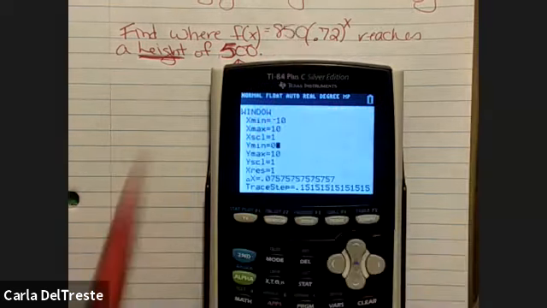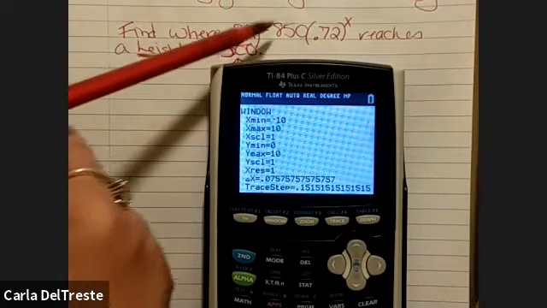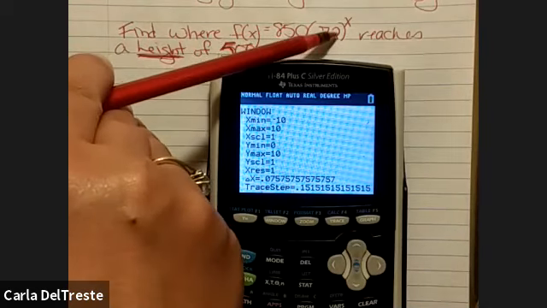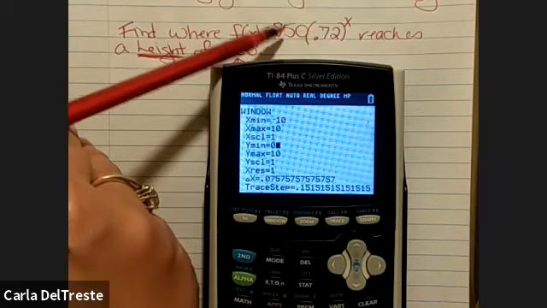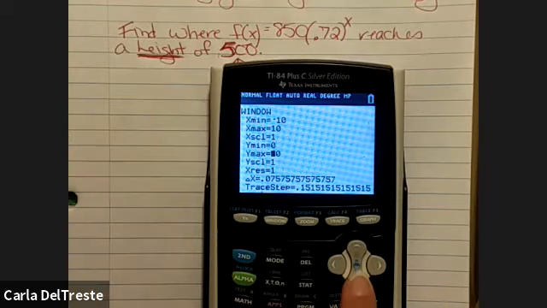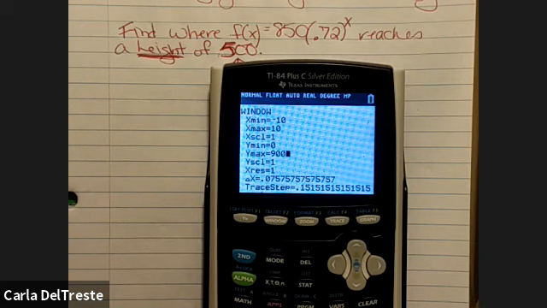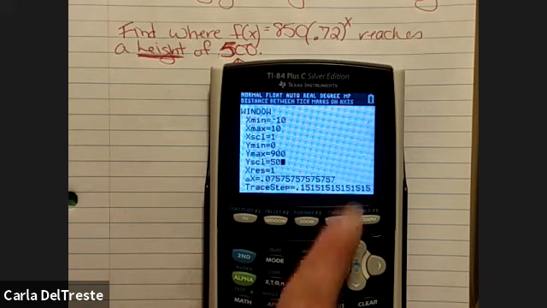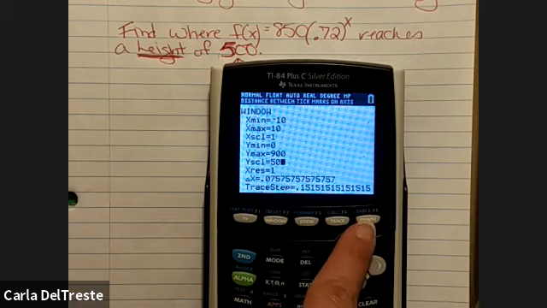What do I know I need to get up to? Well, it's going up to 850 and then it's decaying, but I do have to see 850. So I'm going to make my y max maybe a little higher just so I can see the point. So maybe 900, and I'm going to count by 50s. That part is up to you as long as you can see what you need to see. And now, based on my knowledge, I'm going to hit graph and see how it works.